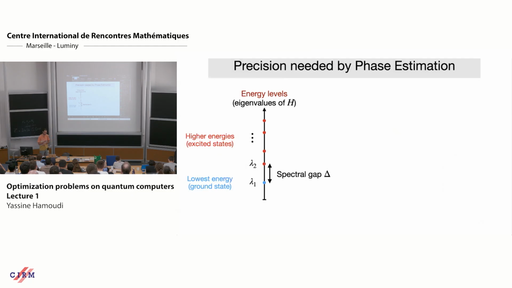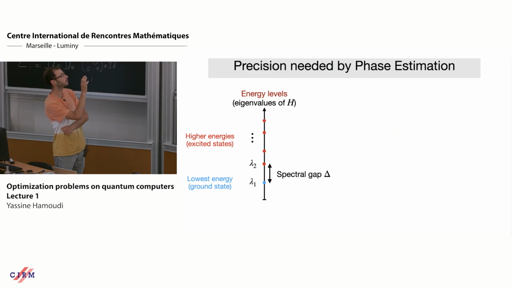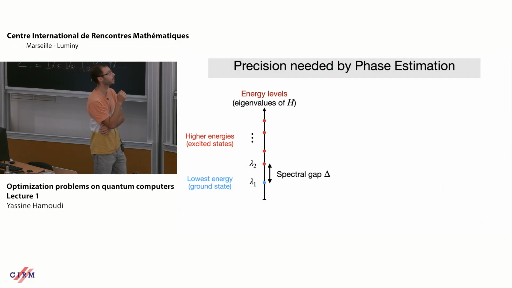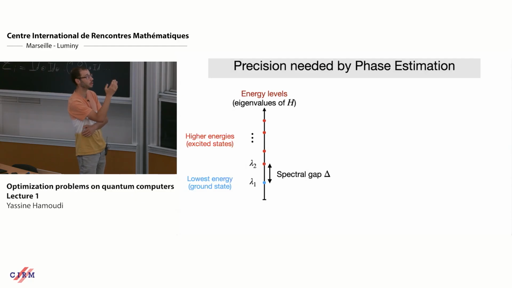Now I will explain why the spectral gap assumption is important, because we have not computed the ground state yet. To explain why the spectral gap is important in the picture, we can have the following thing in mind. Here I've plotted the energy levels of H in increasing order. So the lowest eigenvalue, lambda 1, is at the bottom, and then you have the excited states on the top. And assume that there is a spectral gap delta between lambda 1 and lambda 2.